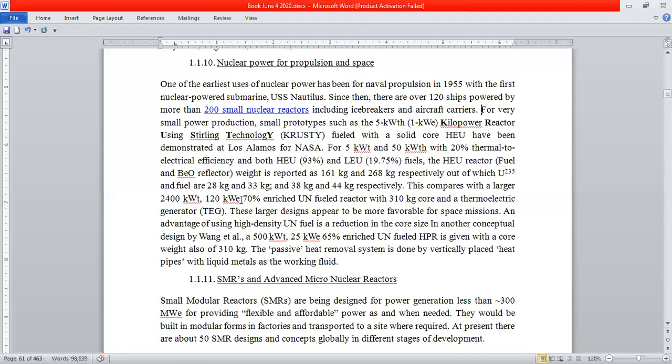Now, these designs are being considered. There's a 70% enriched uranium nitride fuel reactor. Its core weighs 310 kg. Now, why is weight so important? Because you've got to carry it on a rocket which will leave the planet Earth, it will go into space. So you'll have to transport it all the way from here to Mars, which is about 55 million kilometers.